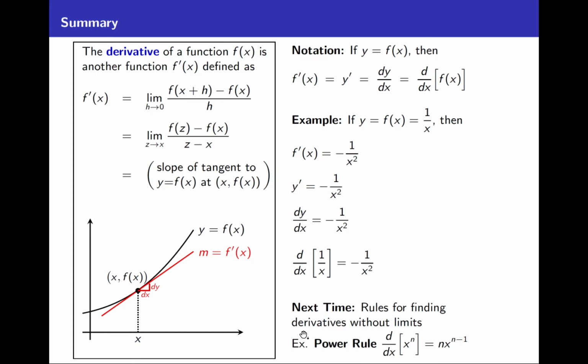An example of what we'll talk about next time is the so-called power rule, which tells us that the derivative of x to the power of n, the derivative of this power function, is just n times x to the power of n minus 1. In other words, we got that derivative without a limit. We just applied a formula to it.